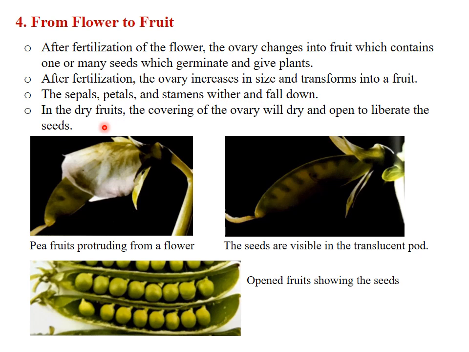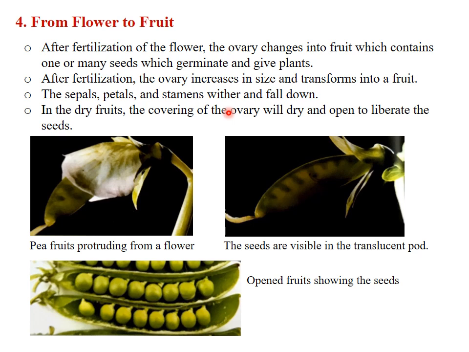In the dry fruits, the covering of the ovary will dry and open to liberate the seeds. So, what differentiates a dry fruit from a fleshy one? The dry fruit corresponds to the wall of the ovary, which dries and opens to release several seeds.